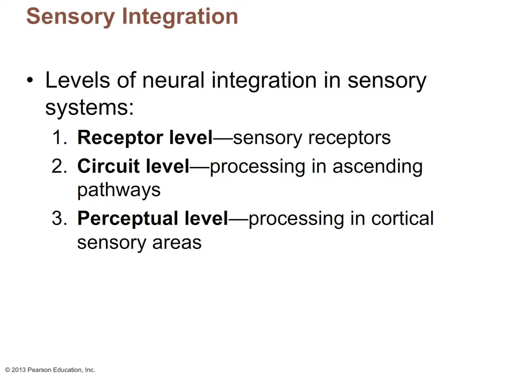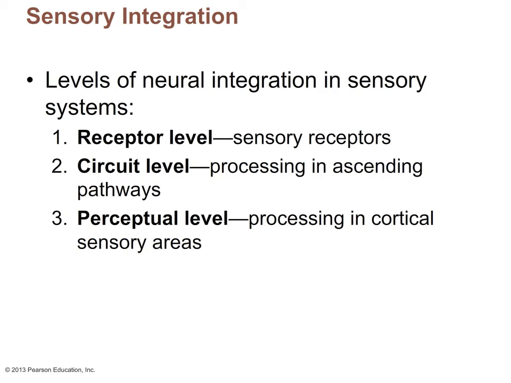Okay, now that we've learned about the process of transduction and transmission that happens within a sensory receptor, we're going to go on to talk about sensory integration. Integration, remember, is the process of transmitting that information through the brain and spinal cord and the interpretation, analysis, and filtering that goes on there. Integration can happen at three levels. We have the receptor level, that is the area where transduction is happening. We have the circuit level, that is the transmission of nerve impulses from the sensory neuron to the spinal cord and eventually the thalamus.